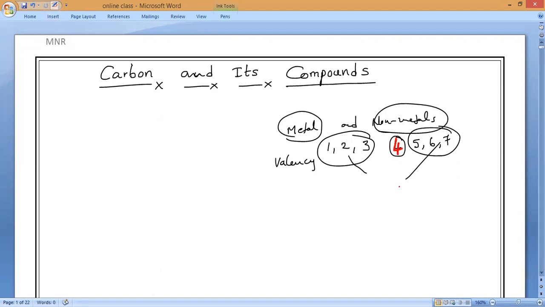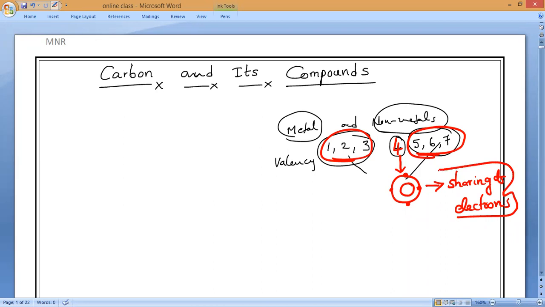So the elements whose outermost shell has 4 valence electrons will never donate like metals, and they will never receive like non-metals. They will behave differently. Instead of donation or receiving, they will go with a phenomenon called, what is that, guys? Sharing of electrons. Is it yes or no?